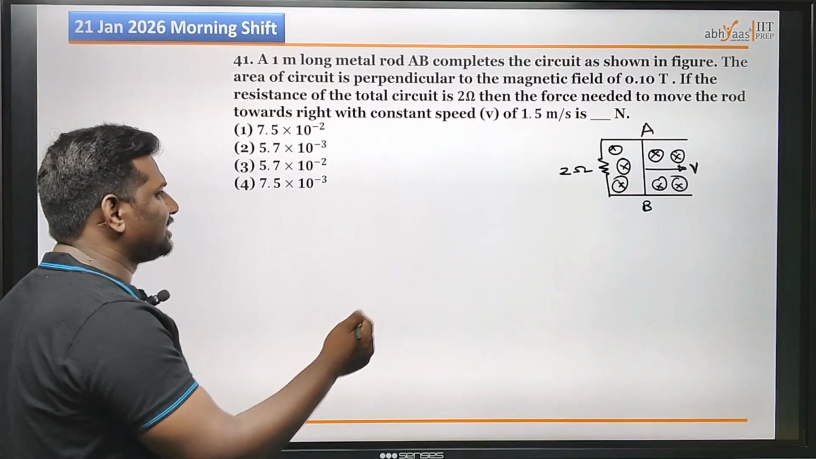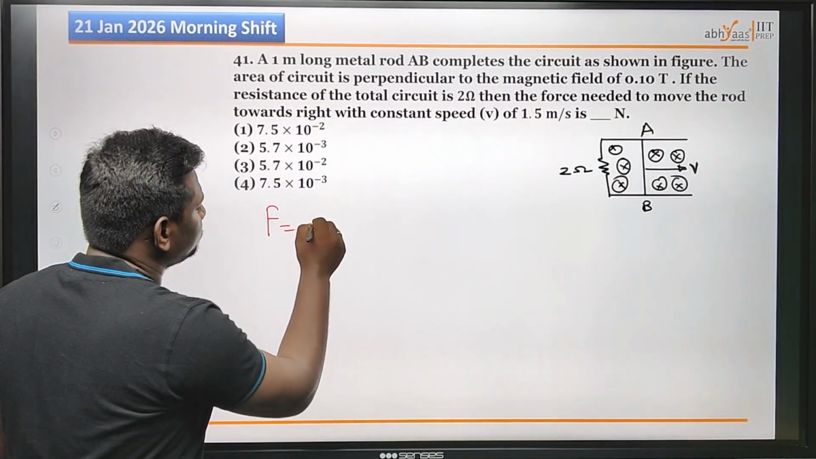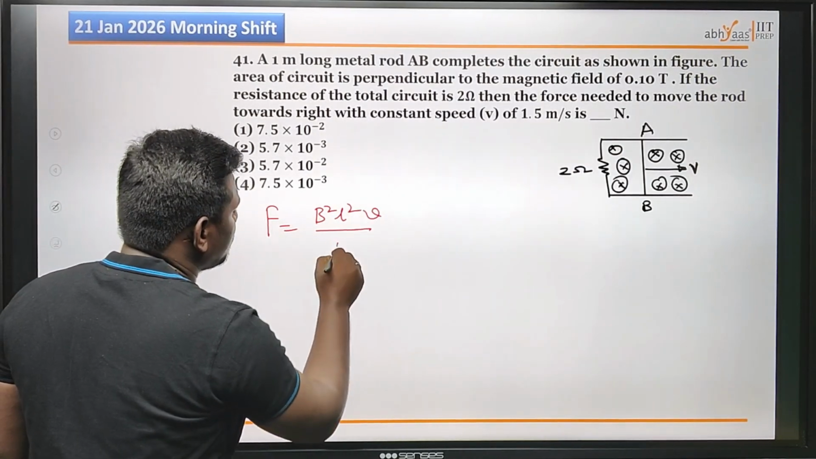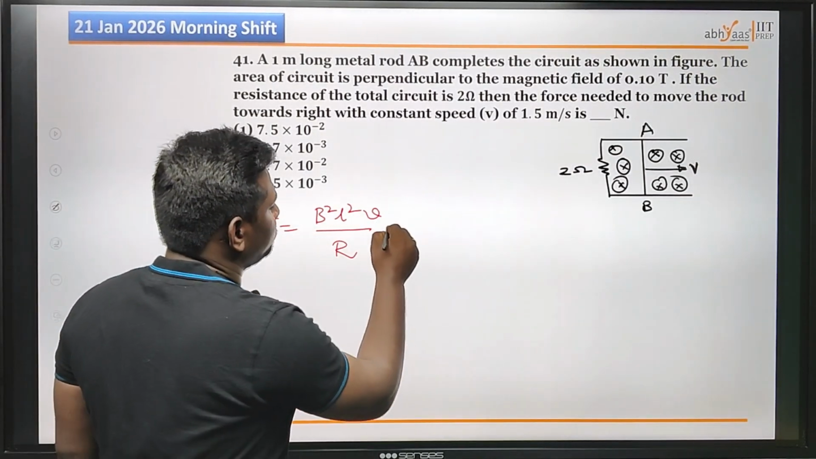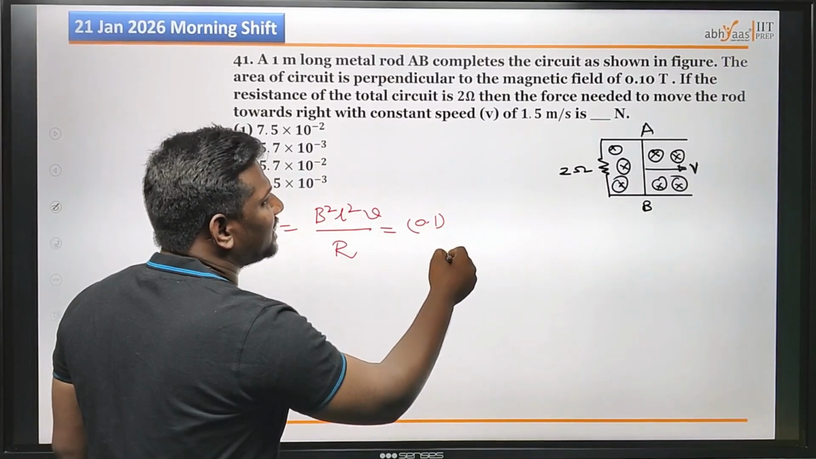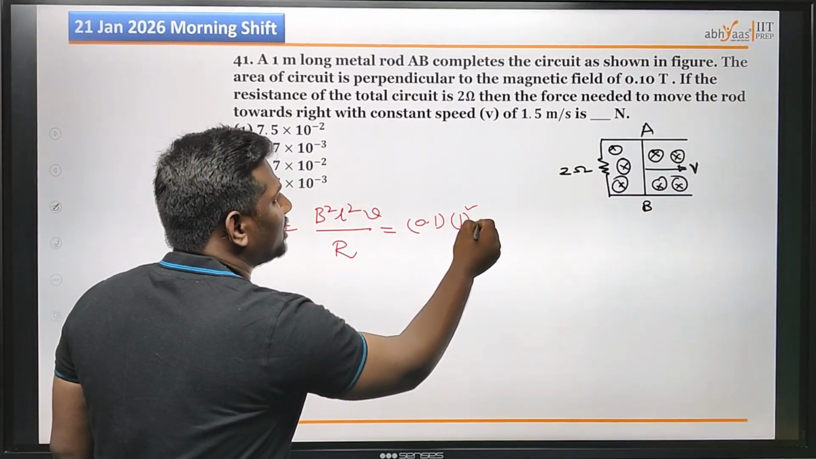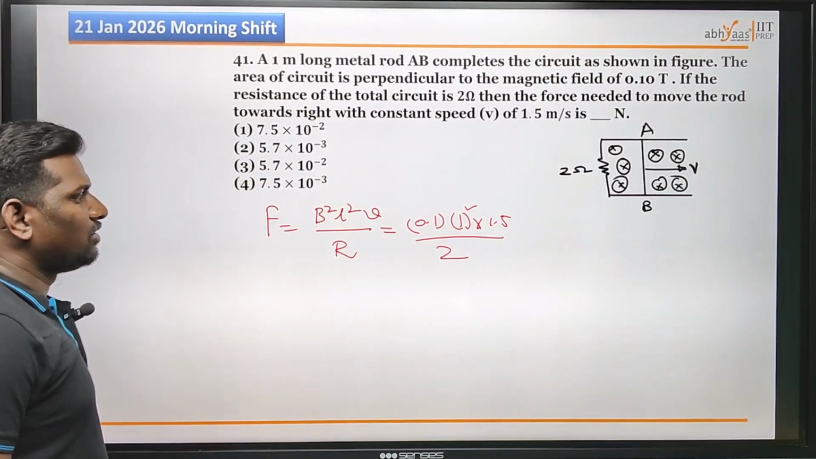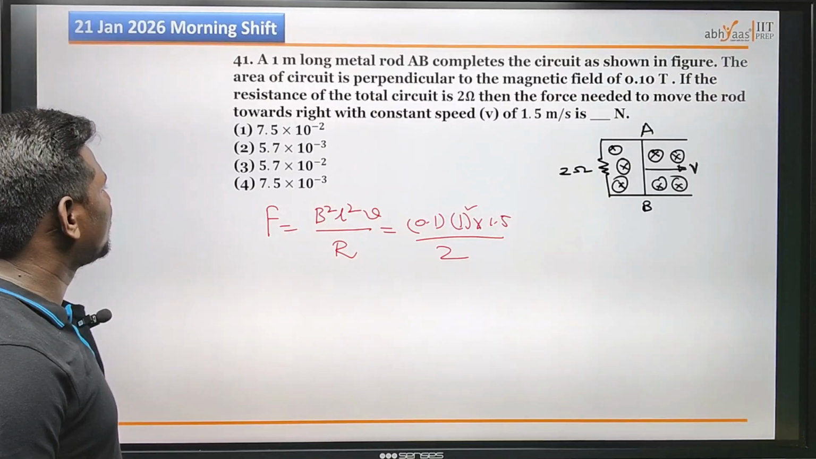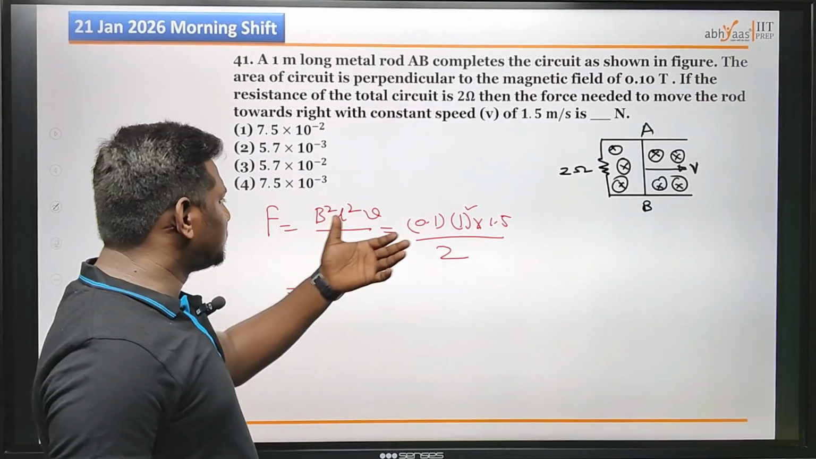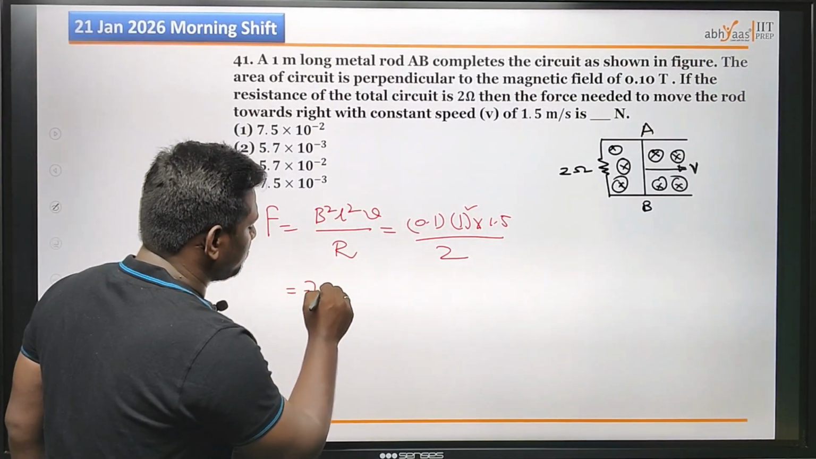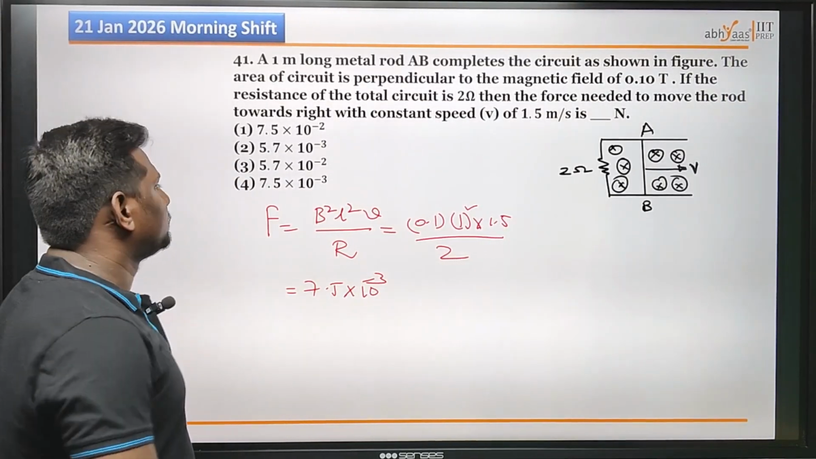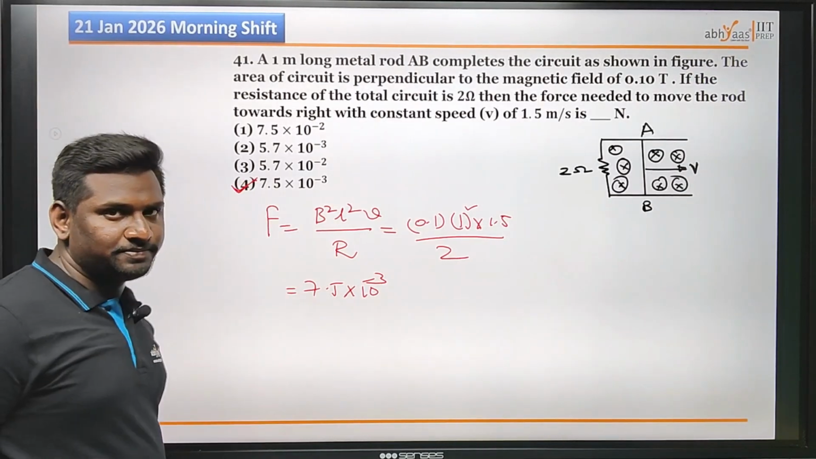What is the force formula? Direct formula. So force equal to B square L square V by R. What is B? B is nothing but 0.1. What is L? L is 1 meter. What is V? 1.5. What is R? 2. If you solve this one, you will get the answer very clearly. If you simplify this equation, you will get the answer 7.5 into 10 to the power of minus 3 Newton. So option 4 is the correct answer.